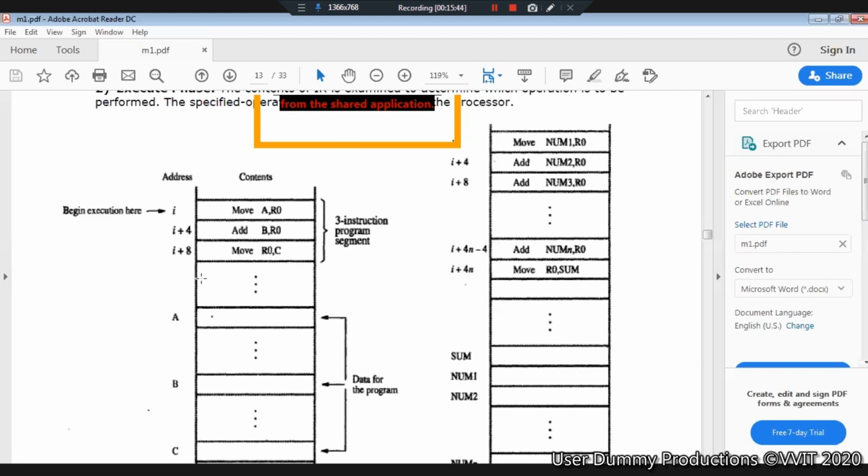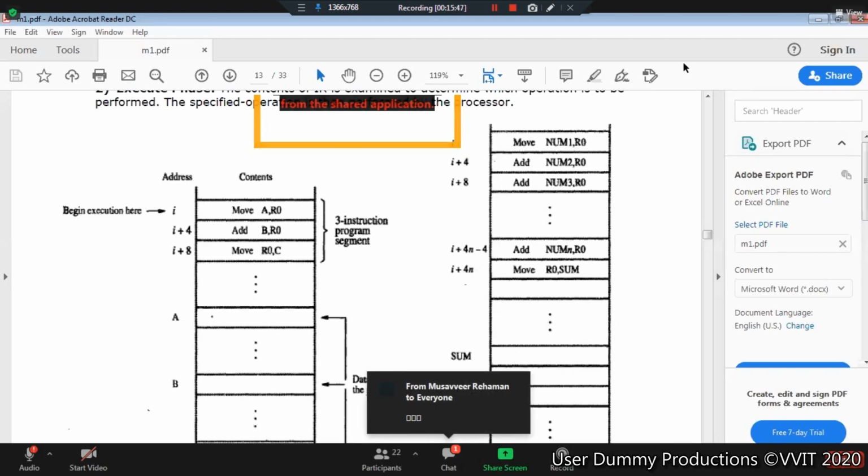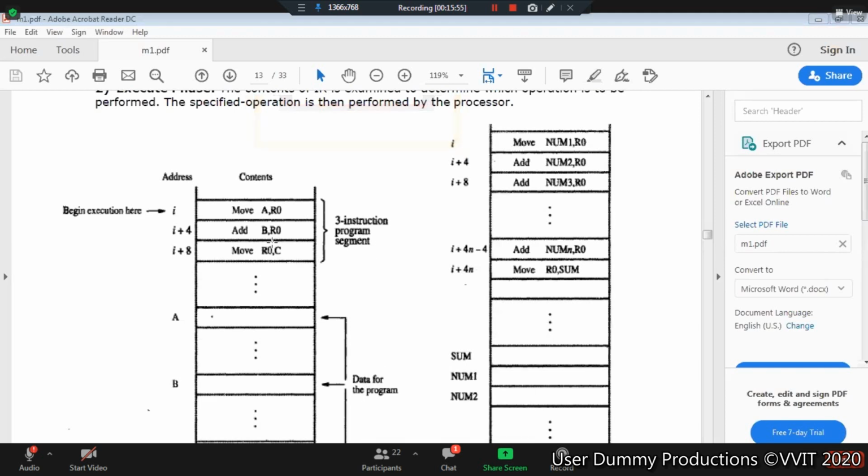Move R0, comma C. Whatever value is there, 10 plus 5, 15, is in R0. That 15 will be placed in the memory location C. So these are all here: A memory location, B memory location, these are all data for this program.